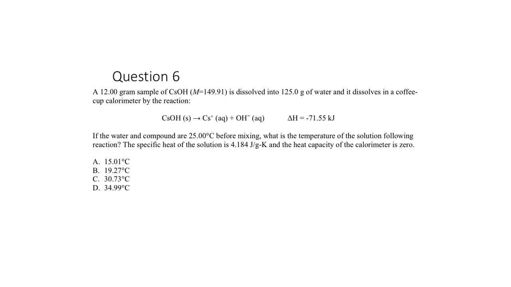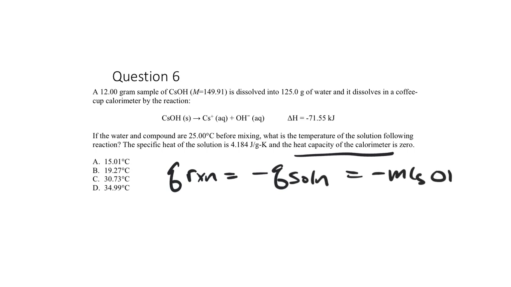Anyways, a 12-gram sample of cesium hydroxide is dissolved into 125 grams of water in a coffee cup calorimeter. The water and the compound are initially at 25 degrees C. What is the temperature of the solution following the reaction? We're given the specific heat of the solution and that we're in a good insulated calorimeter. So what this tells us is the Q reaction is the negative Q of the surroundings, which is the solution, negative m c_s delta T for the solution.